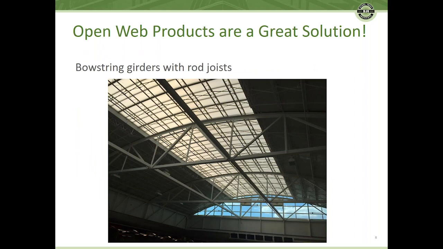Here's a nice use of joists. This is the rental car facility at the Kansas City airport, and you can see we've got some bowstring girders with rod joists, and it really is a great space and a well used and really a nice use of joists here.